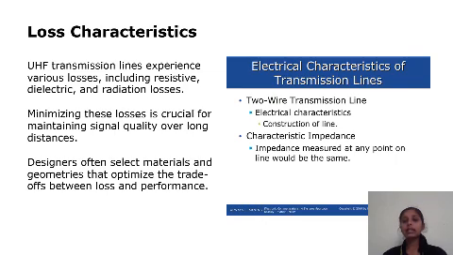Electrical characteristics of transmission lines. There are two-wire transmission lines and their characteristic impedances. These are the two electrical characteristics and construction of lines, and impedance measured at any point on the line would be the same.